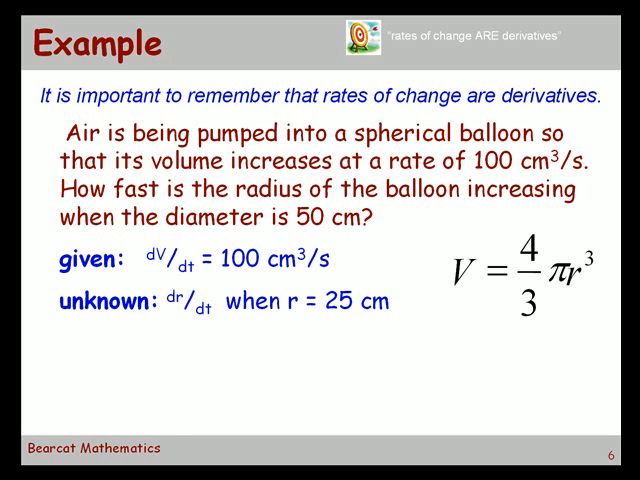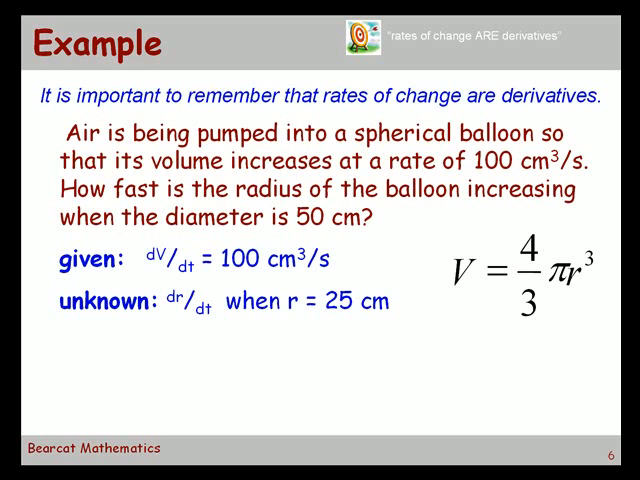Just any guesses? Or take the derivative of that. Why would that be a good idea? Well, that's what we've been doing, and we know dV over dt. That's a derivative, right? That's a rate of change of the volume. That's the first derivative of the volume. And we've got a volume here. It'd be cool if we could turn that into a dV over dt so we could use the 100 somewhere. And we can do that if we take the derivative.